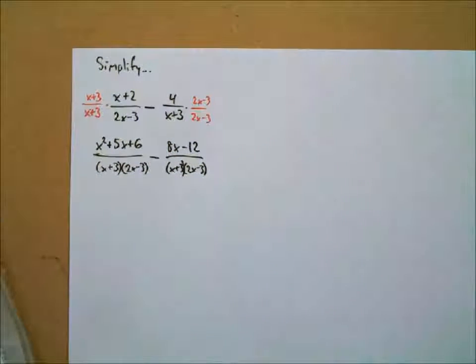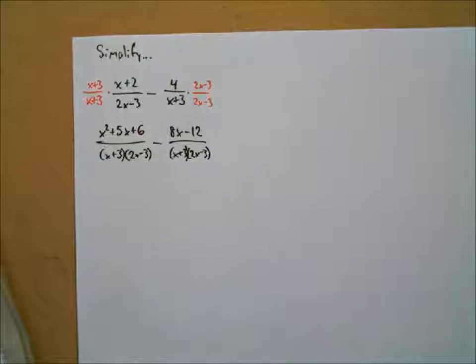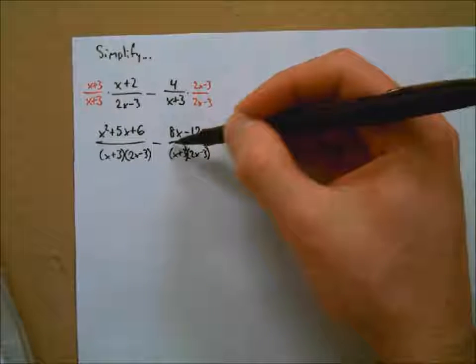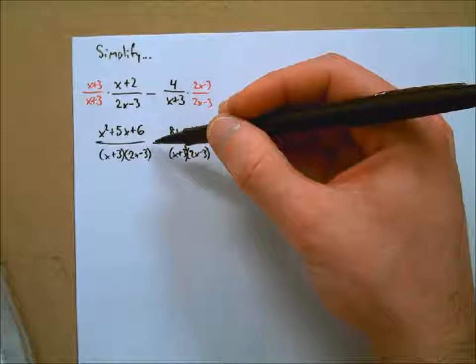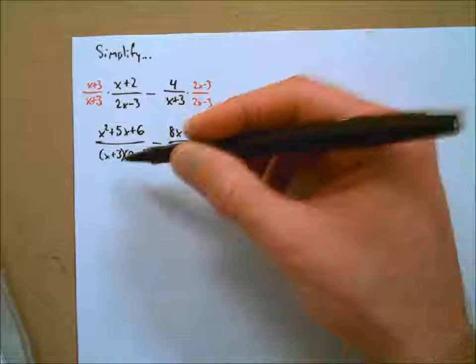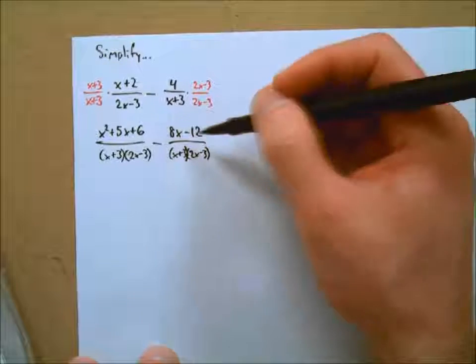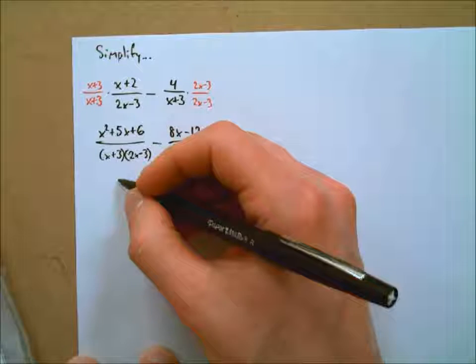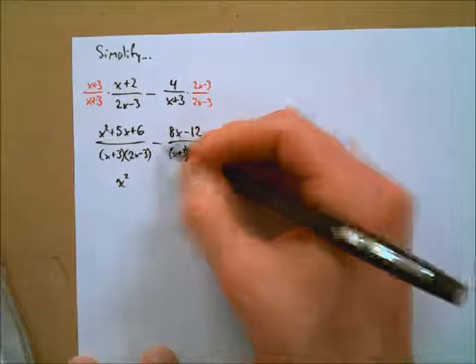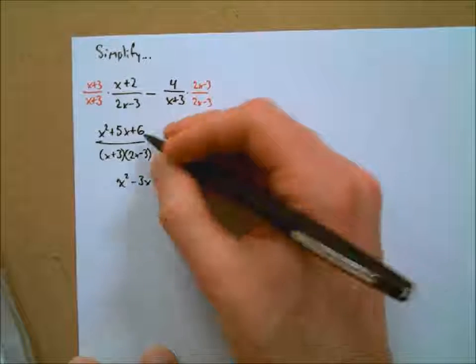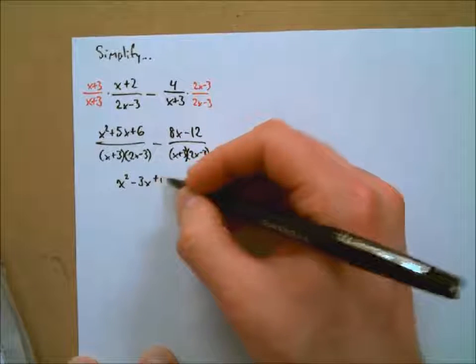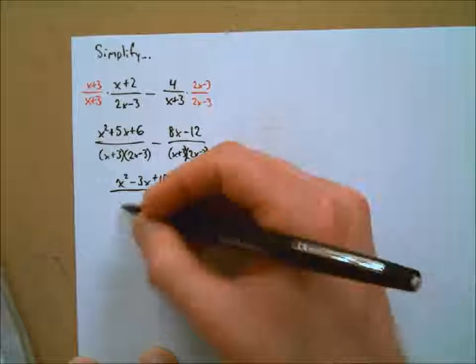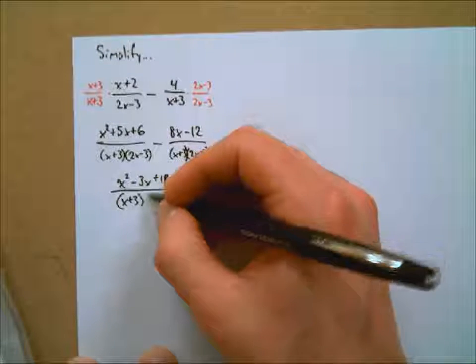And again, you can skip some steps here if you like. I am writing it out because it's notes. We have the minus sign in front of the fraction here, which means that minus sign distributes to the 8x and to the minus 12. Now we have a common denominator, so we can distribute the minus sign, and we're left with x squared, 5x minus 8x, negative 3x, 6 minus a negative 12, plus 18, all over x plus 3 and 2x minus 3.